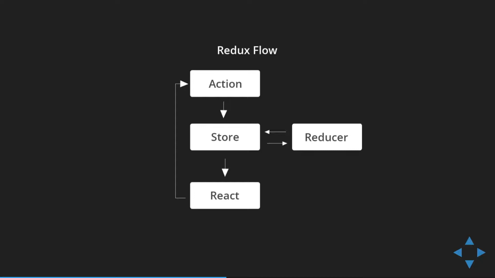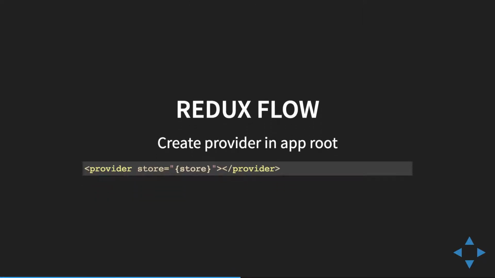So here's the basic Redux flow. Coming from React, you dispatch an action, which then goes to the store, which then looks at the reducer, which is a slice of the store, and then it returns it back to the component. Let's go through this flow because it's a little bit hard to see conceptually.